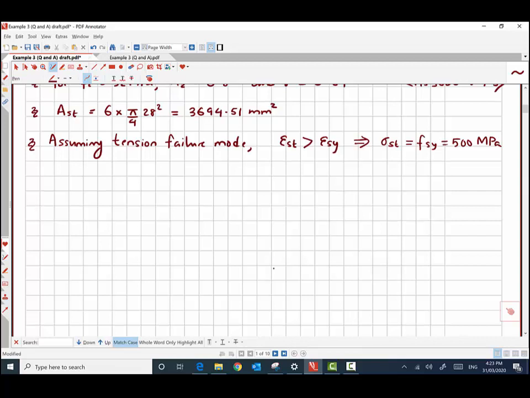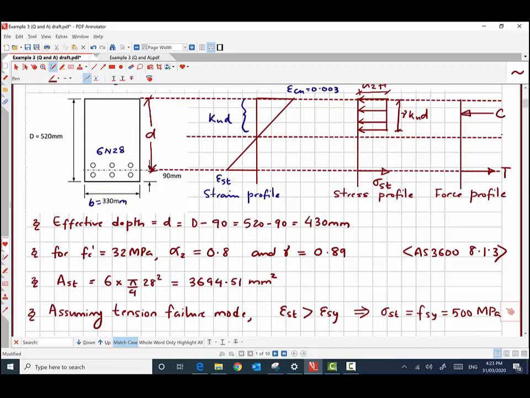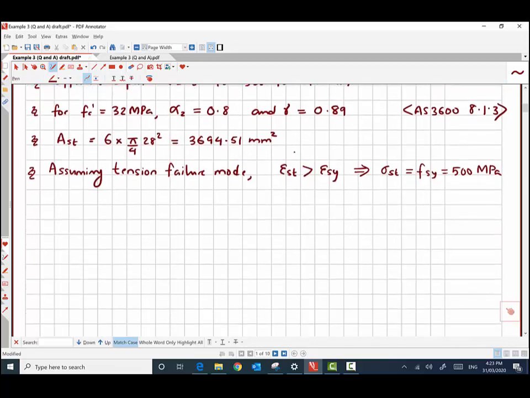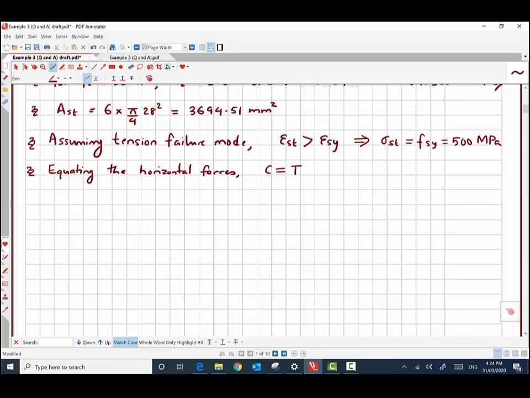Now again, equating the horizontal forces, the horizontal forces C has to be equal to T. So equating the horizontal forces, and putting the values of C and T. Again, C is the volume of the equivalent stress block.